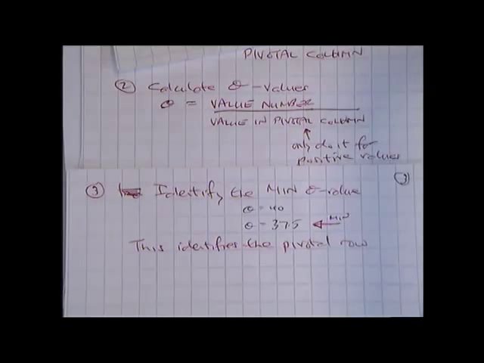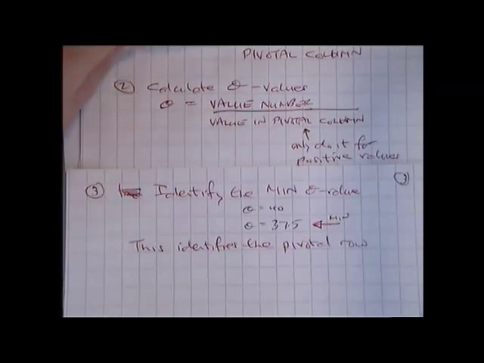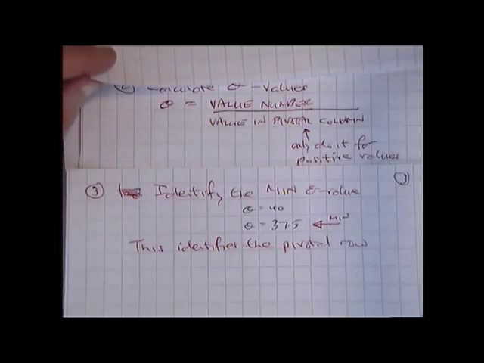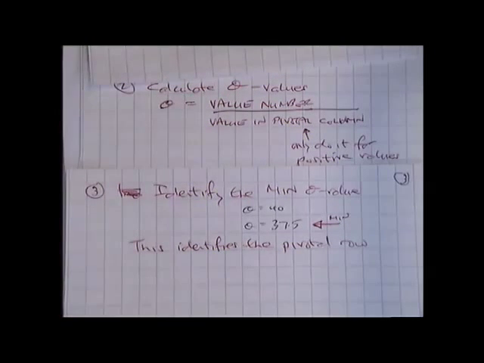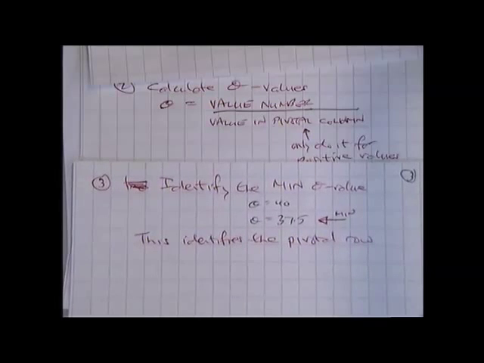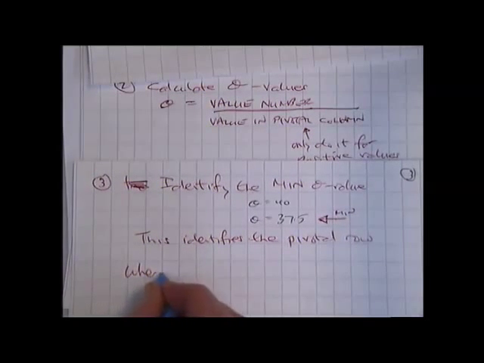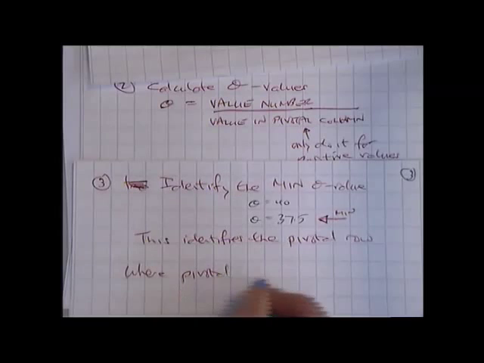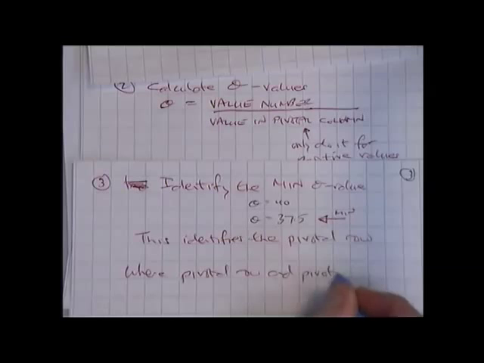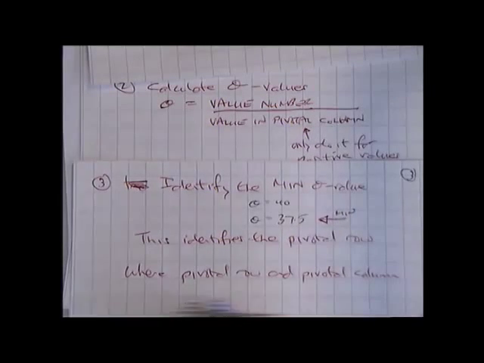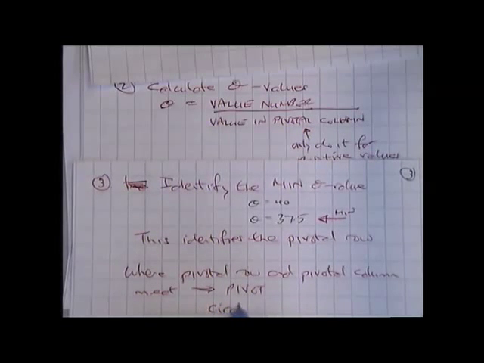So we now have a pivotal column and we have a pivotal row. What do you think happens where they meet? The answer. Well, it's not the answer, it's the pivot. Where the pivotal row and the pivotal column meet, that is the pivot. So if you can write down where the pivotal row and the pivotal column meet, that is the pivot, and when we find our pivot we circle it.